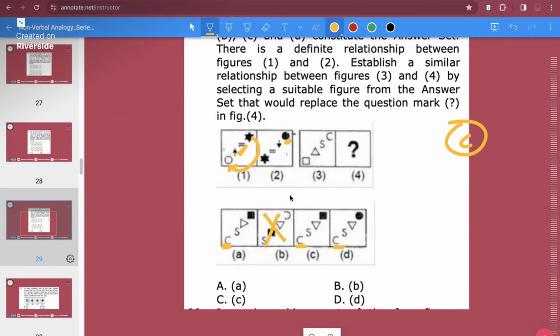Okay, B gone. This one is up over here, and now this one is gone. And then these two will change their places. If these two change their places, the orientation of this is changing by 180 degrees, so this triangle's orientation will also change by 180 degrees. Over here they have changed it by 90 degrees only. So A will not be your answer. C will be your answer. Right, guys?